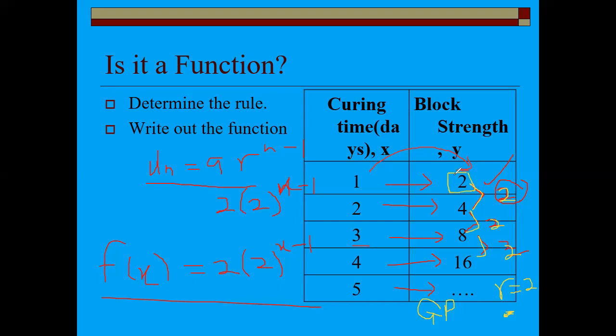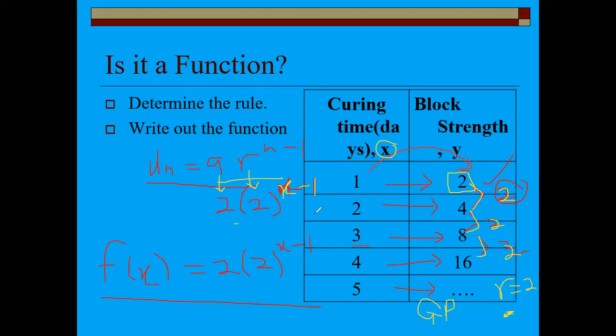2. So if we put it into the general formula, which is U_n equals A R raised to the power n minus 1, your A is 2, so you put it there, and your R is also 2. So you substitute into the formula. That will give you 2 into bracket 2 raised to the power n minus 1. But the n is the input here, which is x. So we have 2 raised to the power x minus 1. So that is the general function.